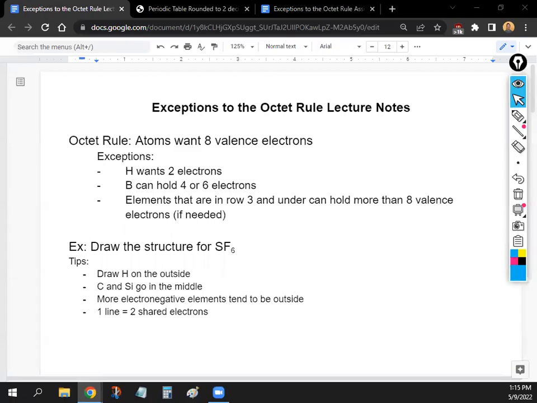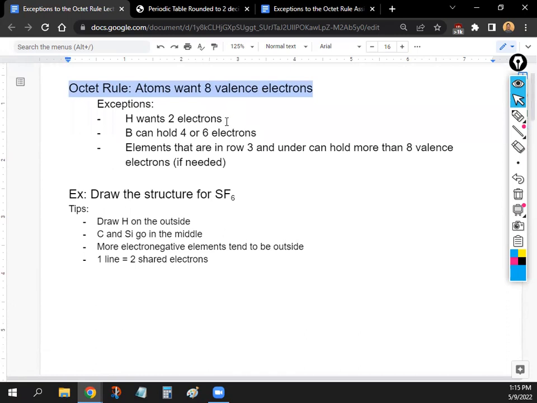All right, so today we're going to be learning about exceptions to the octet rule. If you guys remember, the octet rule is basically a rule that tells us that everything wants 8 electrons, right? That's kind of how we've been drawing all our pictures. Now, the first exception that we already know is that hydrogen wants 2, right? But today we're going to learn 2 more exceptions, and that's going to be pretty much it.